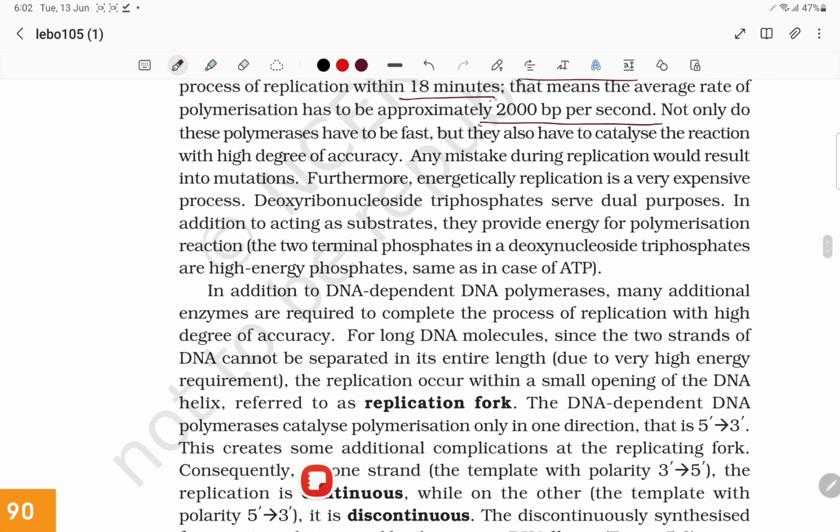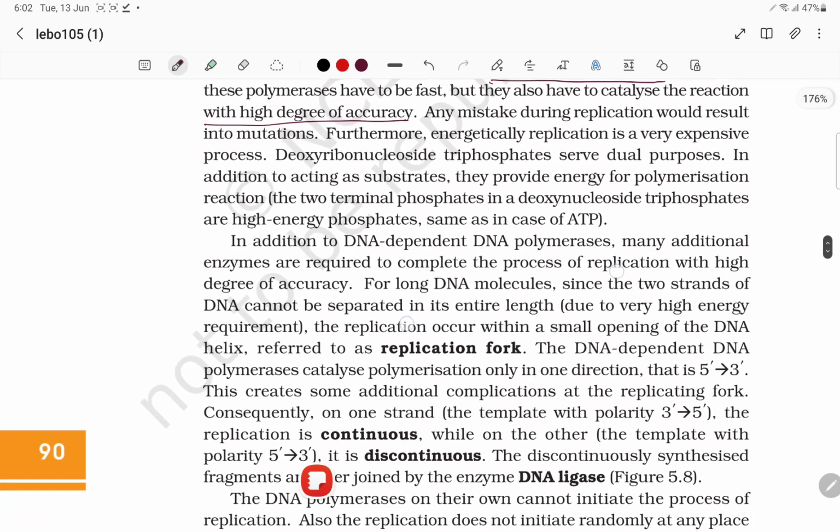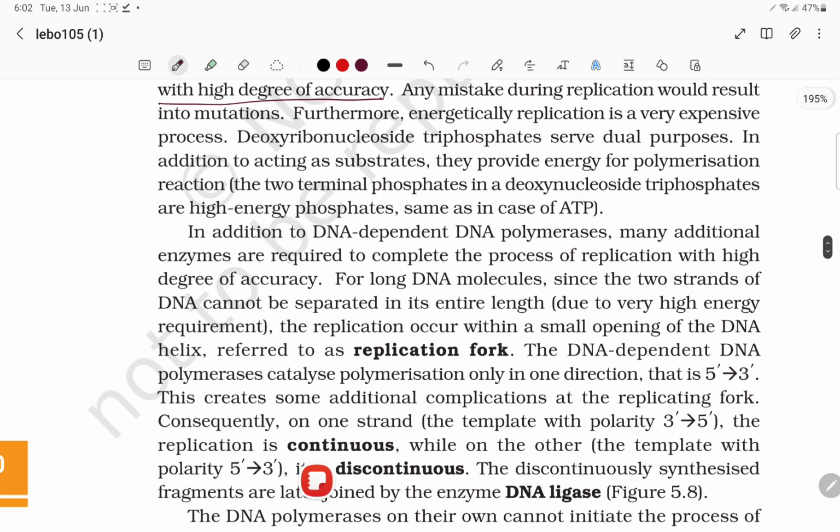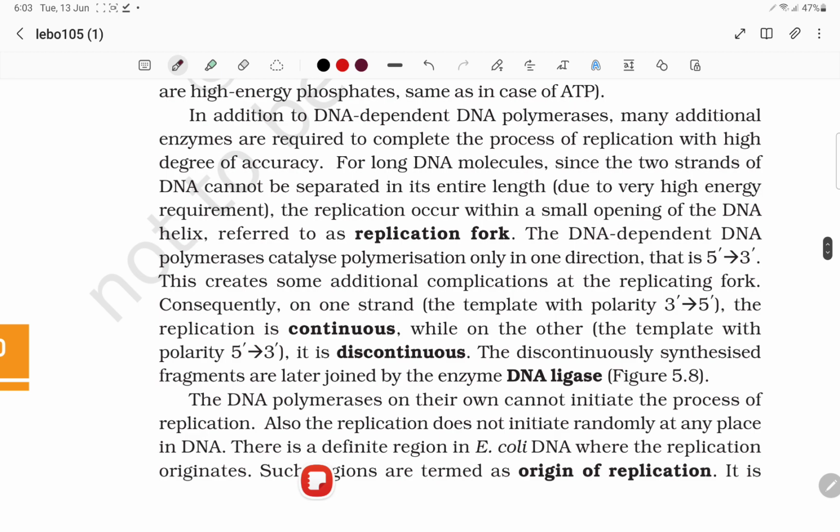Not only do the polymerases have to be fast, but they also have to catalyze the reaction with a high degree of accuracy. Any mistake during replication would result in mutation. Furthermore, energetically replication is a very expensive process. Deoxyribonucleoside triphosphates serve a dual purpose. They act as a substrate and they provide energy for the polymerization reaction. The two terminal phosphates in the deoxynucleoside triphosphate are high energy phosphates, the same as in the case of ATP, meaning they act as an energy supplying compound and as a substrate at the same time.